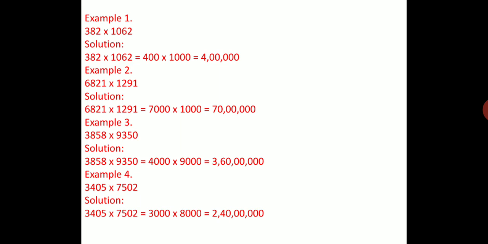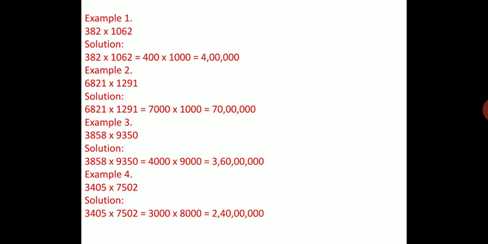Now 3858 multiplied by 9350. Now 3858 rounding off to nearest 1000 is 4000, and 9350 rounding off, the answer comes 9000. The net answer comes here, you can see it is 36 and then zeros, and how many zeros? You can see 6 zeros are there after 36. It means it is 3 crore 60 lakhs.